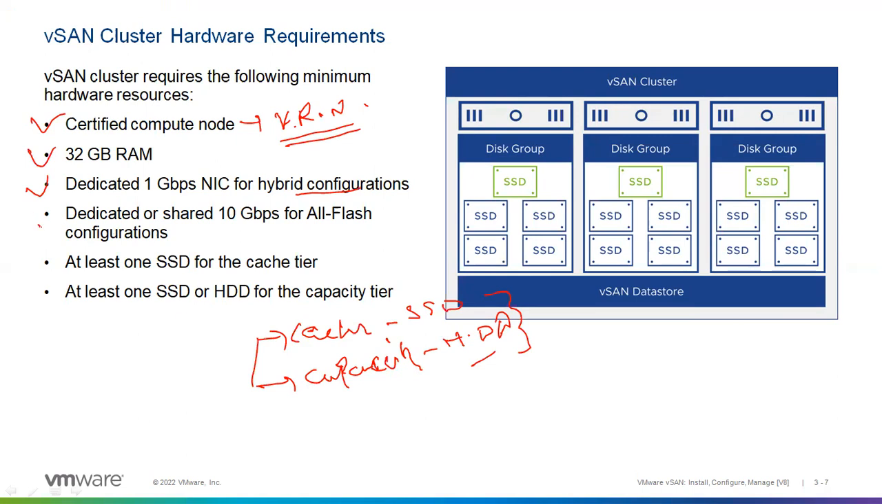When you go all flash, we have to give a dedicated 10 GB network for the vSAN traffic, at least one SSD for the cache tier, and at least one SSD for the capacity tier. Normally for capacity, people go beyond one, from 1 to 7, but the cache SSD is always 1.